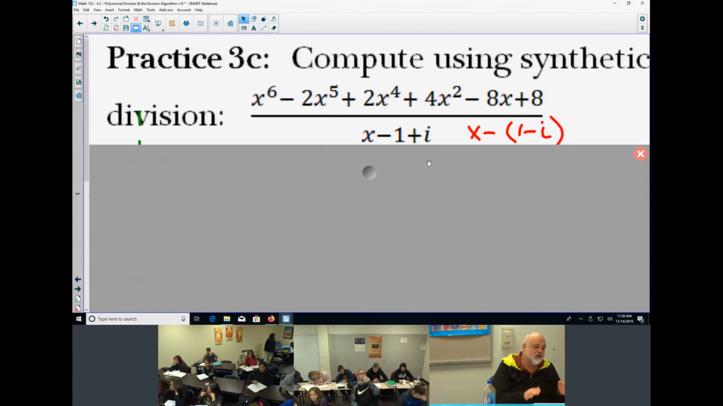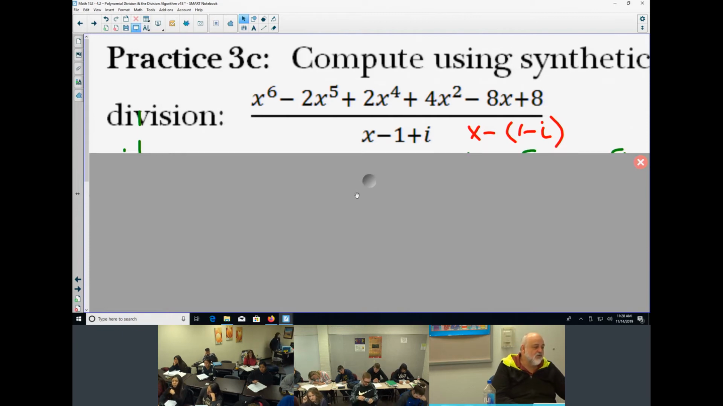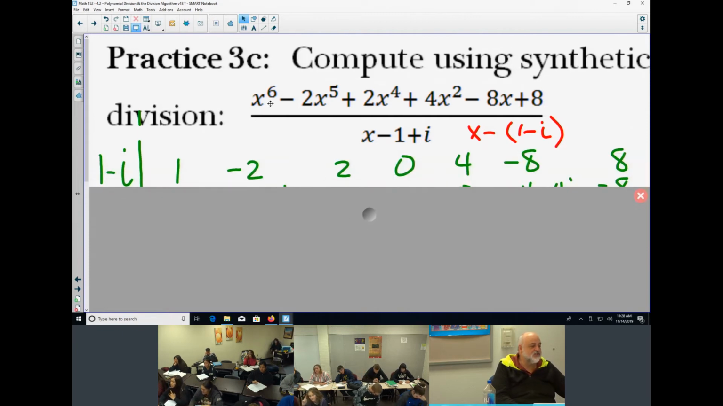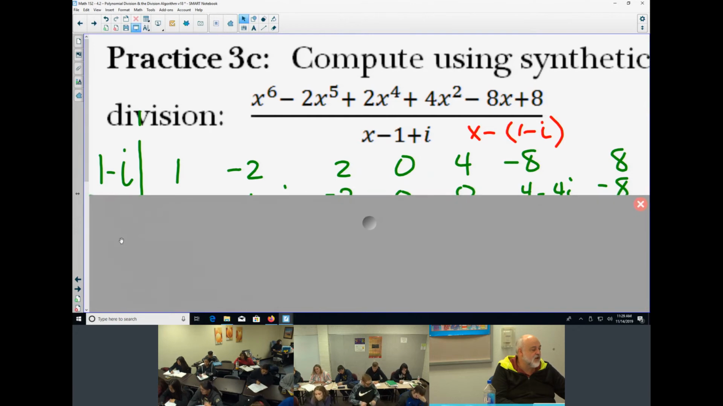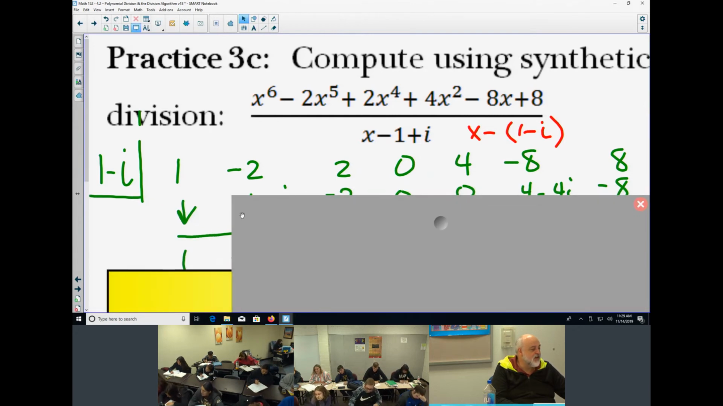Okay? But when we set it up, the coefficients are going to be 1, negative 2, 2, and there's no x cubed, so we put a 0 there, and then a 4, negative 8, and 8. And I've intentionally made this long and hard, as far as synthetic division. So now we divide by 1 minus i, which is what goes in the magic box. Okay? So we still bring down just the first number.